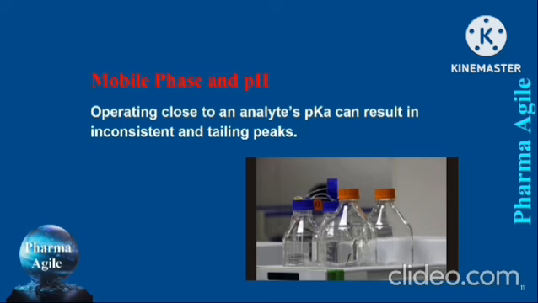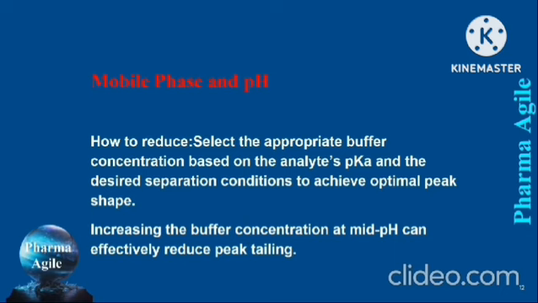Mobile phase composition and pH play a crucial role in peak tailing. Operating close to an analyte's pKa can result in inconsistent and tailing peaks. Buffers in the mobile phase can help maintain a stable pH and mask residual silanol interactions, thereby reducing peak tailing. Select the appropriate buffer concentration to achieve optimal peak shape. The buffer should be selected based on the analyte's pKa and the desired separation conditions. Increasing the buffer concentration at mid pH can effectively reduce peak tailing.